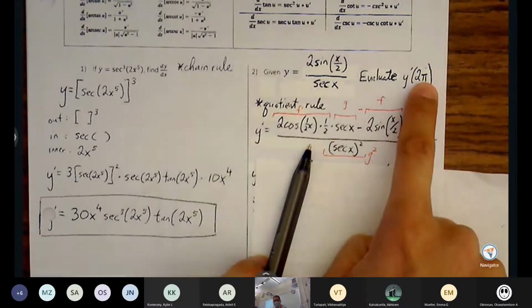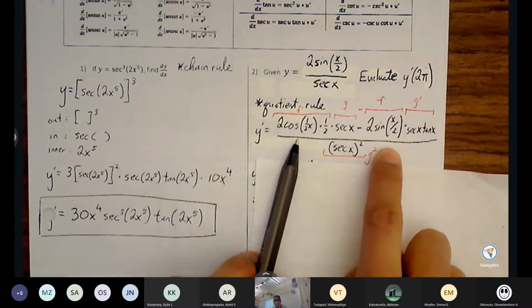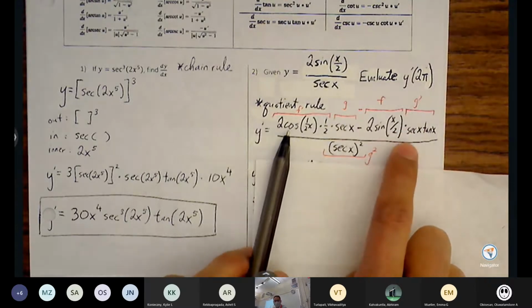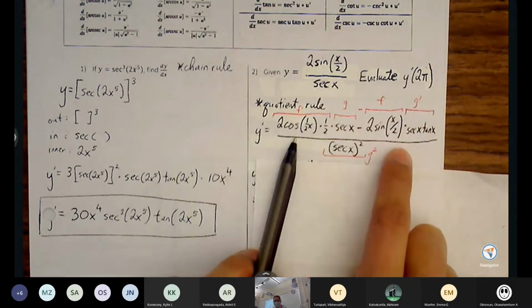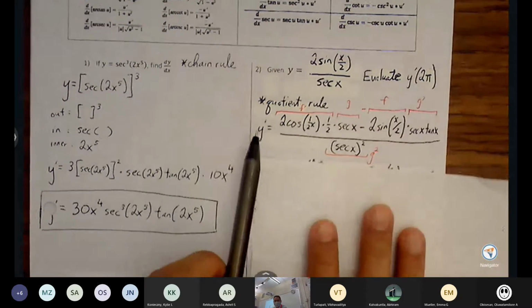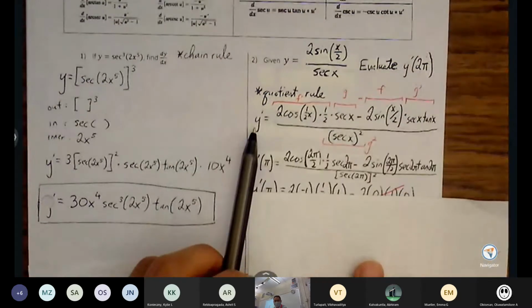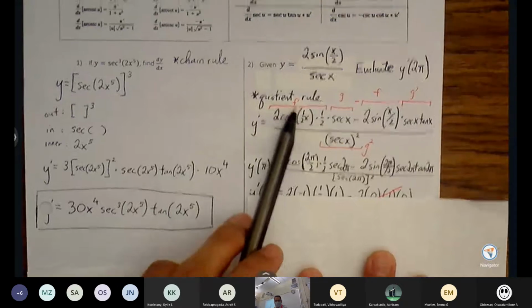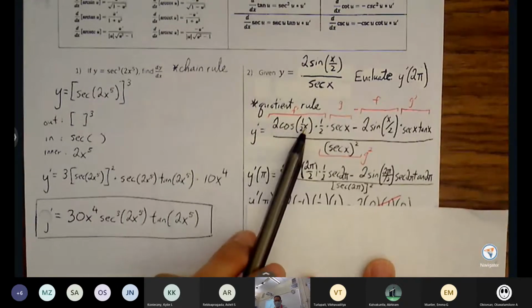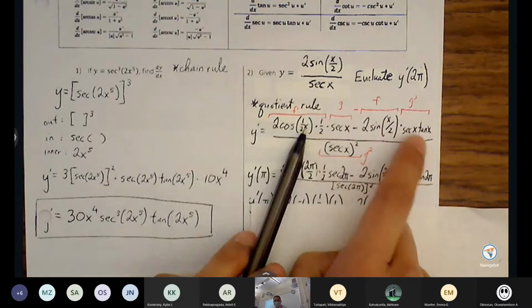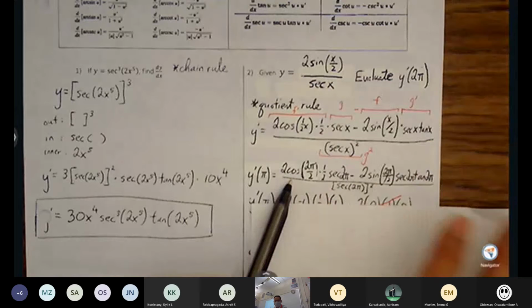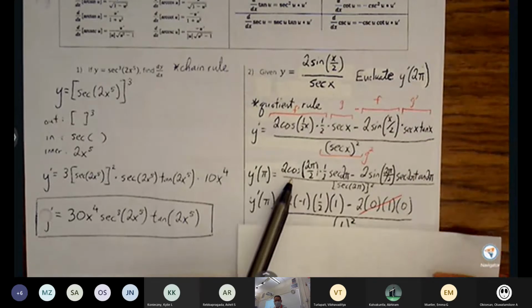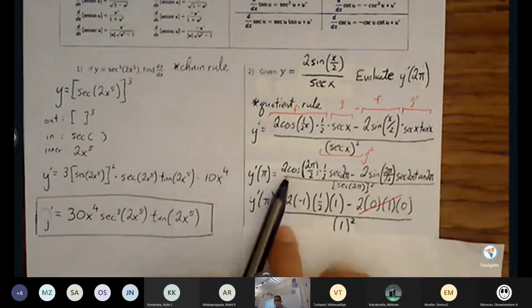Because it's asking to evaluate, let's just go ahead and start plugging in 2 pi for all the x's, right? Let's not worry about trying to clean up. Right? Because as soon as we find a derivative, we can start plugging in and things will start to collapse. Okay, so I'm just replacing all the x's I see with 2 pi. And once I do that, let's see what happens here.